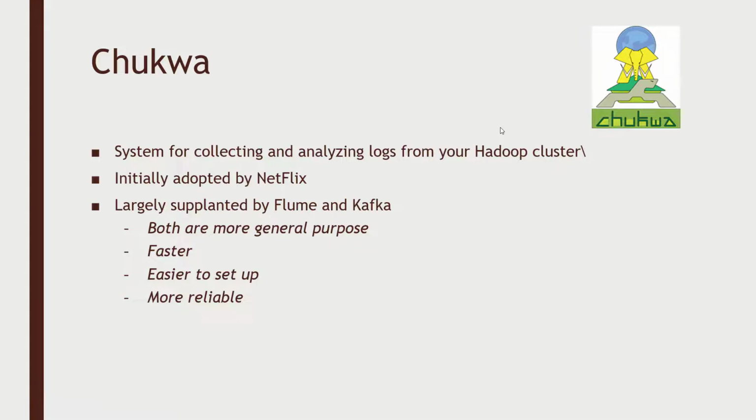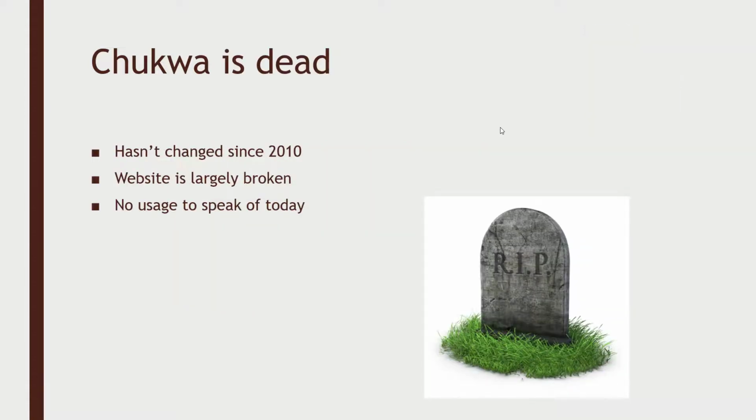With Chukwa, you might get latencies of minutes in terms of propagating your logs, but with something like Flume, it's more instantaneous, seconds at most. It's also a little bit easier to set up and configure Flume and Kafka, and they are also demonstrably more reliable. Chukwa hasn't changed since 2010. The website, again, just like Ganglia, is largely broken, lots of broken links, and there's really no usage to speak of today. I saw a quote from someone at Cloudera saying that in all of their days at Cloudera, they've never seen anyone using Chukwa.